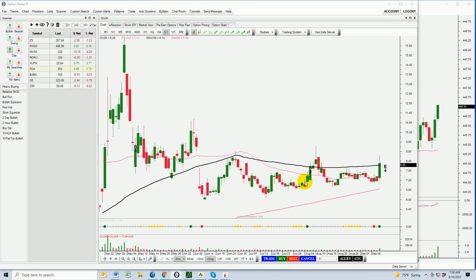Pretty choppy in here, tries to break out, falls back, tries to break out, falls back. So I'd be a little bit careful with this. You do have some pretty decent volume in here, but not crazy about that chart.